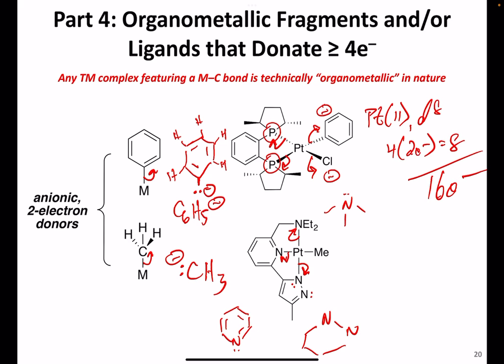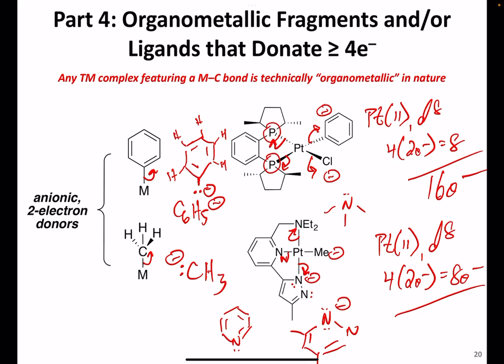You get a 5-membered ring in which this nitrogen center has 2 lone pairs. That is now anionic. So that is an anionic donor. The methyl is anionic. It is then platinum 2. Platinum 2 is D8. You have 4 2-electron donors contributing 8 more electrons for a 16-electron compound.